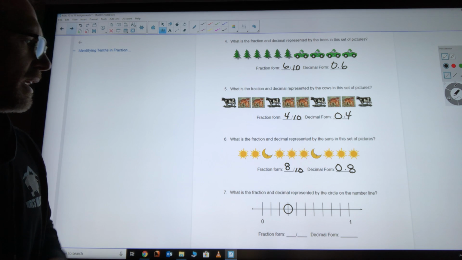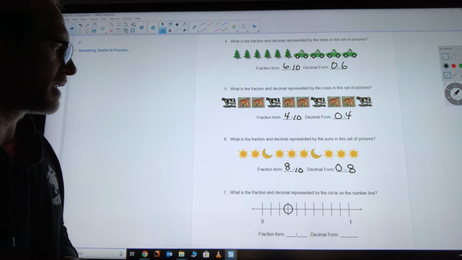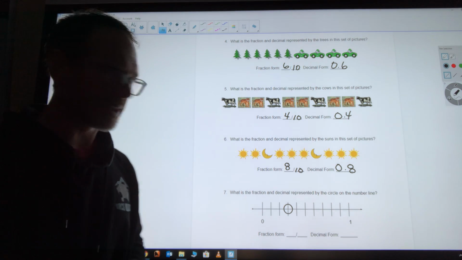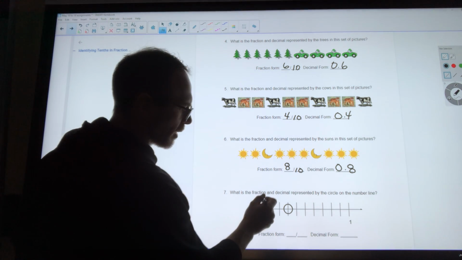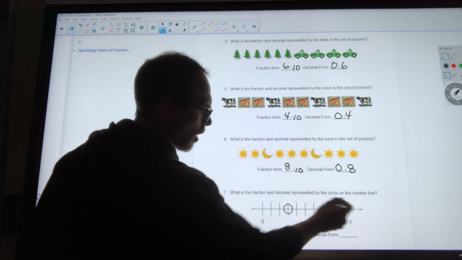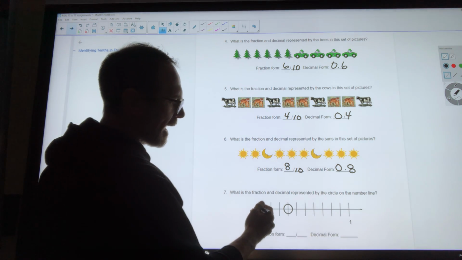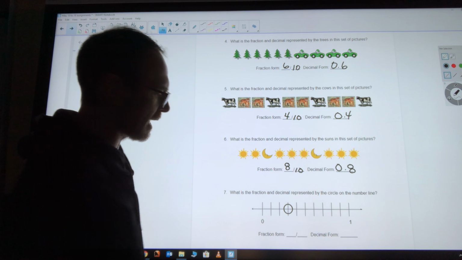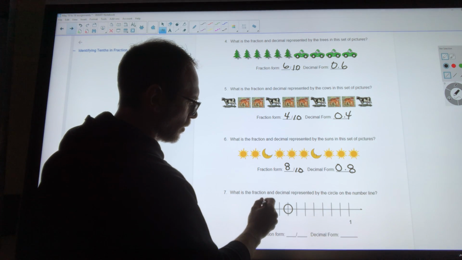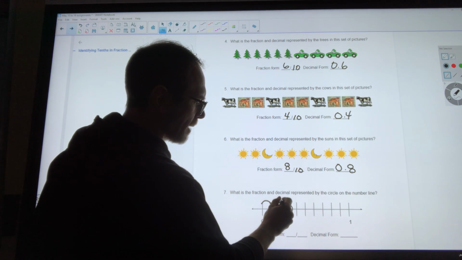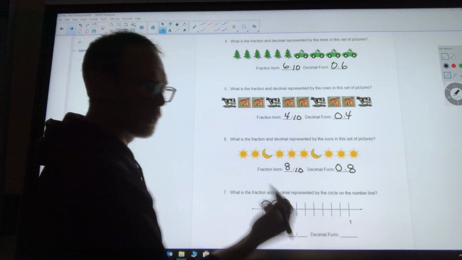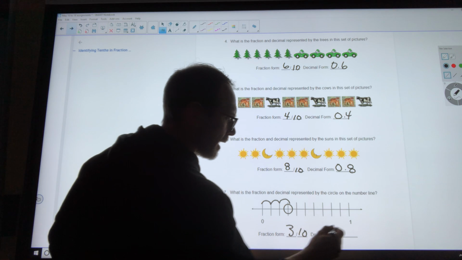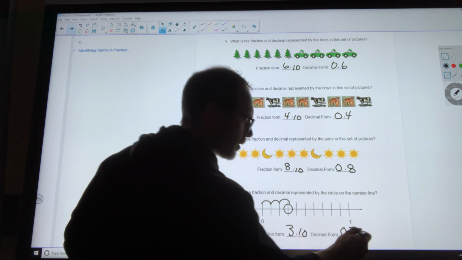Number 7 is asking, on this number line, what is this circle representing? So remember, on a number line, we're almost pretending like we're walking from 0 to 1, and in tenths, it means we're taking 10 steps to get from 0 to 1. So there's 1 step, 2 steps, 3 steps. 3 out of the 10 steps we would need to take, which would be 3 tenths, and in decimal form, we write that as 0.3.